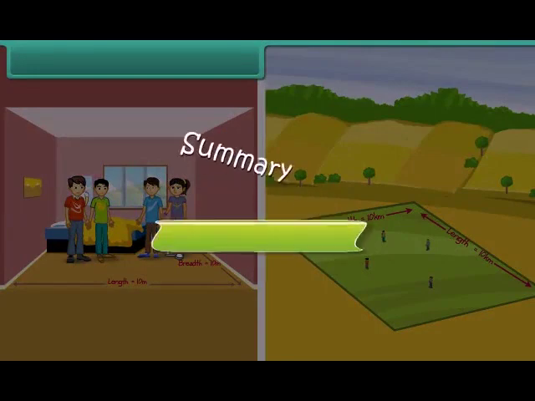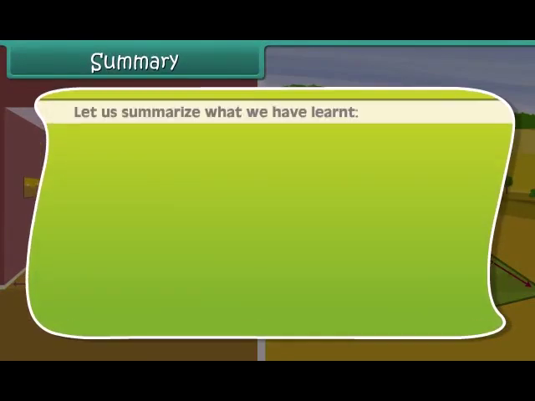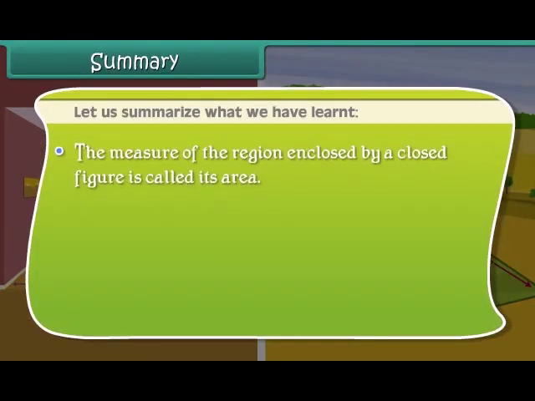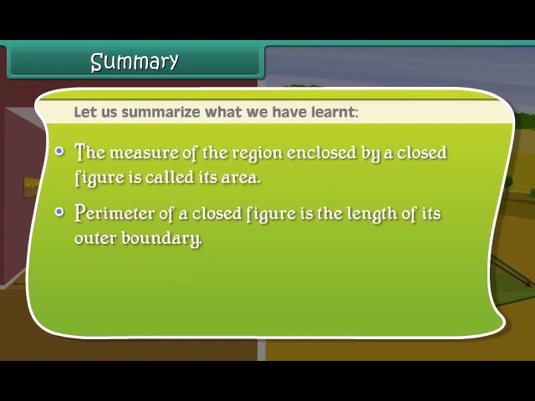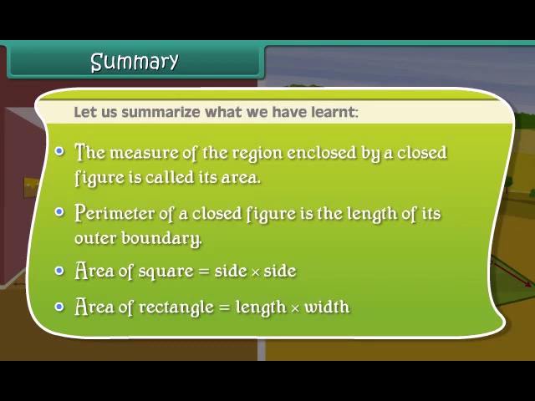Summary. Let us summarize what we have learnt. The measure of the region enclosed by a closed figure is called its area. Perimeter of a closed figure is the length of its outer boundary. Area of square is equal to side into side. Area of rectangle is equal to length into width.